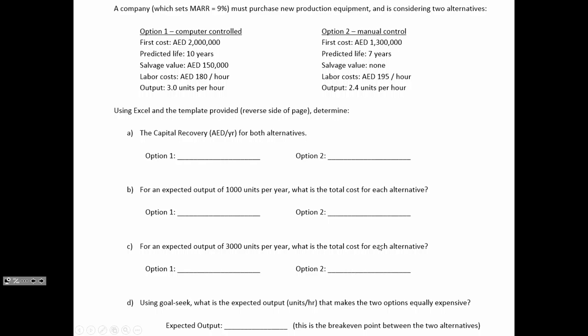If you've got your computer, there is a spreadsheet template available for you to download on MU Online. It's the last thing in the course content side. It's an Excel file that already has the template that's on the back of the page here. So on the back of the page is the blanks. And you're going to go through and solve to find out of option one versus option two, under what circumstances is one of them better than the other?